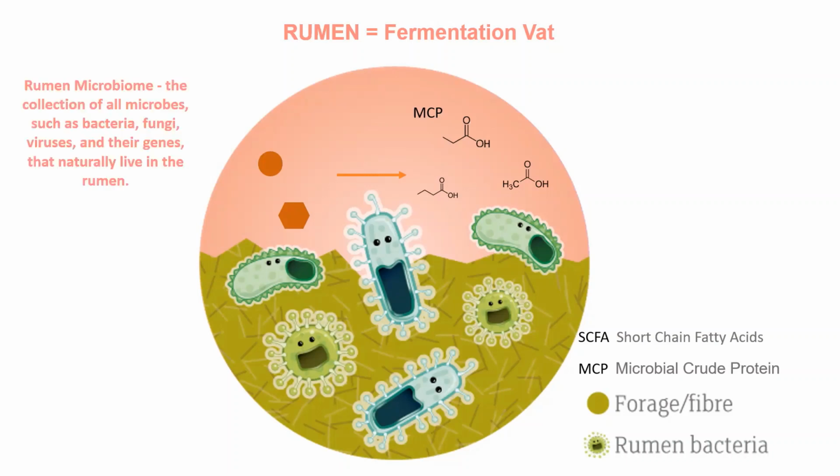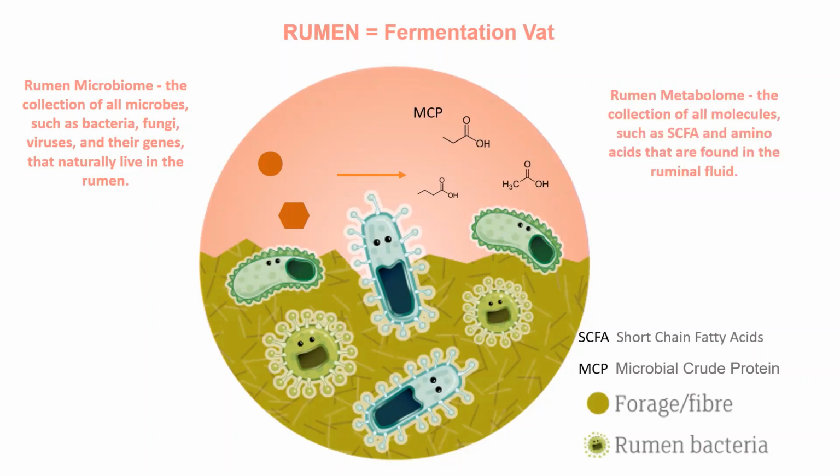The rumen microbiome is the collection of all microbes, such as bacteria, fungi, and viruses, that naturally live in the rumen. We're also able to define what is the rumen metabolome. The rumen metabolome is the collection of all molecules, such as short-chain fatty acids and amino acids, that are found in the ruminal fluid.